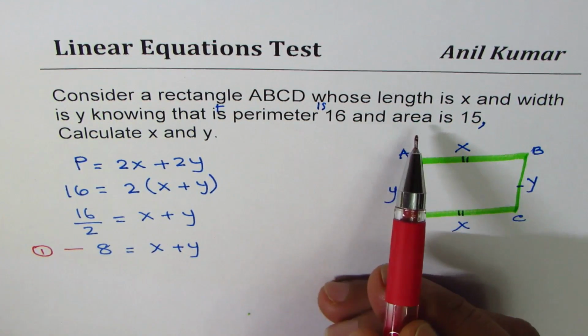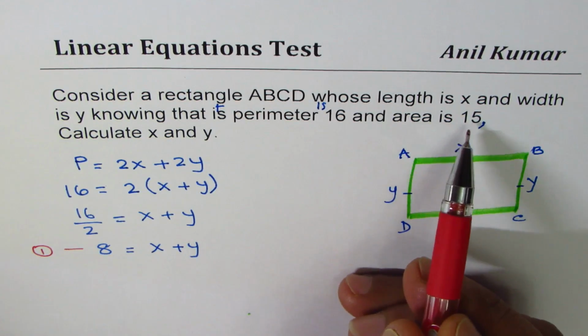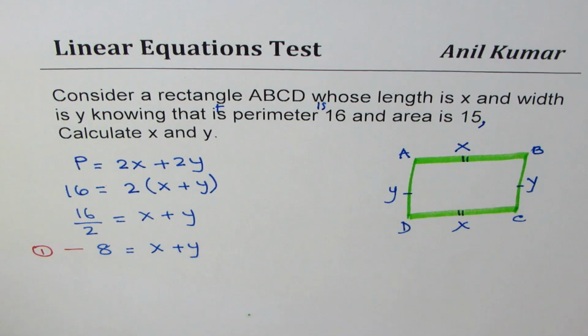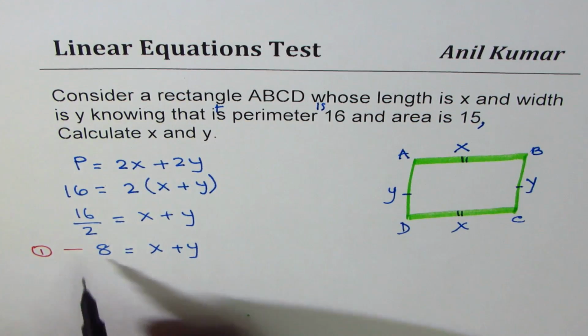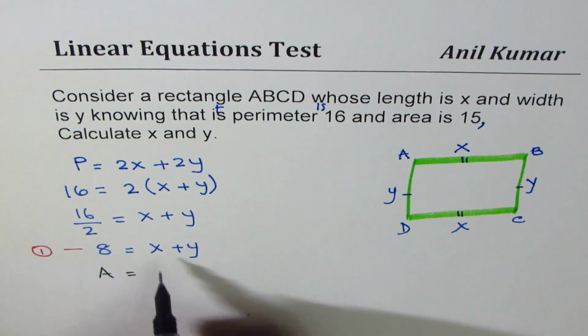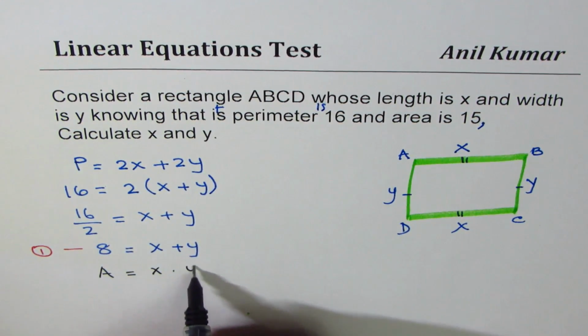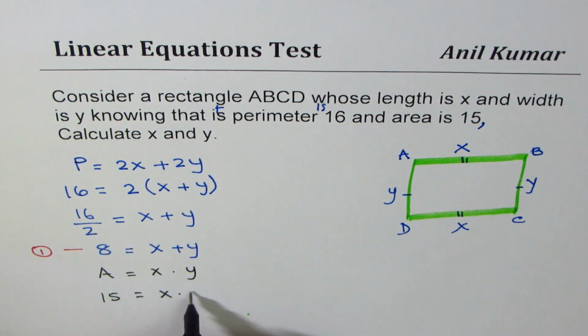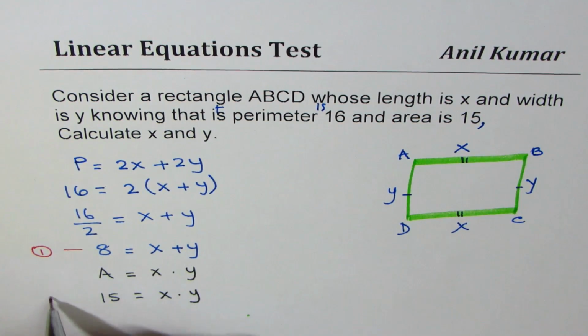Now we are also given area, which is 15, right? So area is the product of x and y. So let's say area is 15. I'll write A for area, which is the product of length and width. 15 equals x times y. Now this is equation number 2.